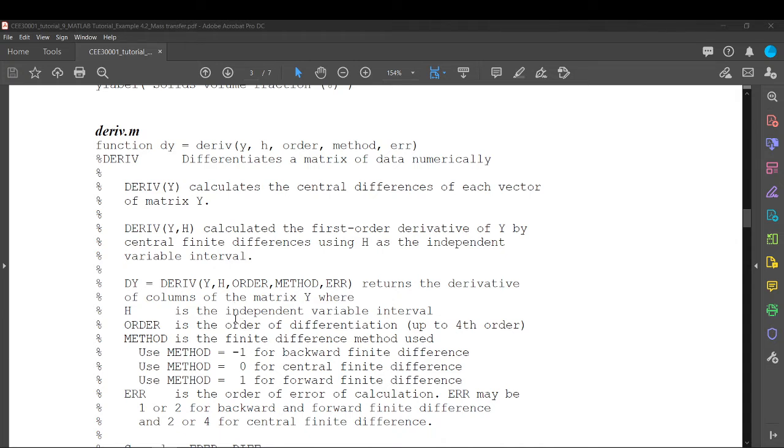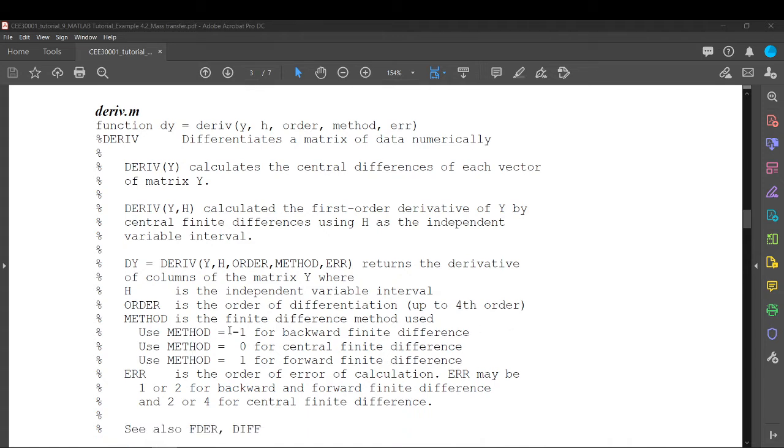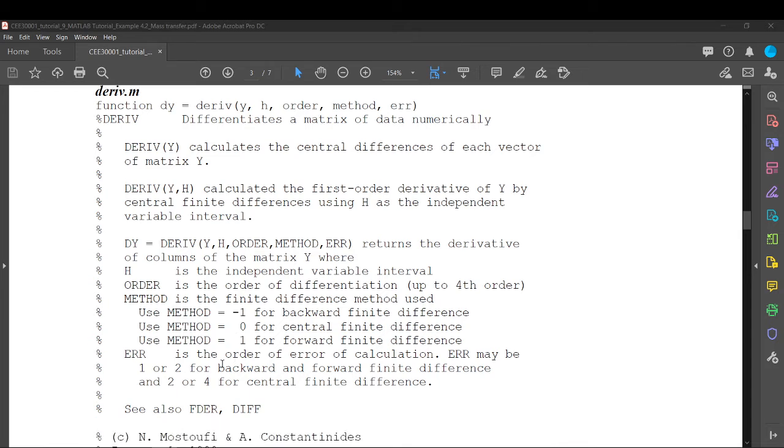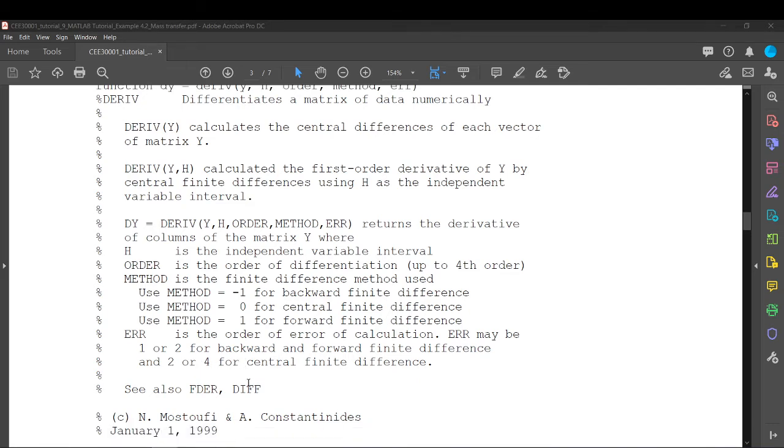Order is the order of differentiation up to fourth order, because we are asked to do first to fourth order. Method is the finite difference method used, which is the backward, central, and forward finite differences. So -1 is for backward, 0 is for central, and 1 for forward finite differences. ERR is the order of error of calculation, where ERR may be 1 or 2 for backward and forward finite difference, and 2 or 4 for central finite differences.